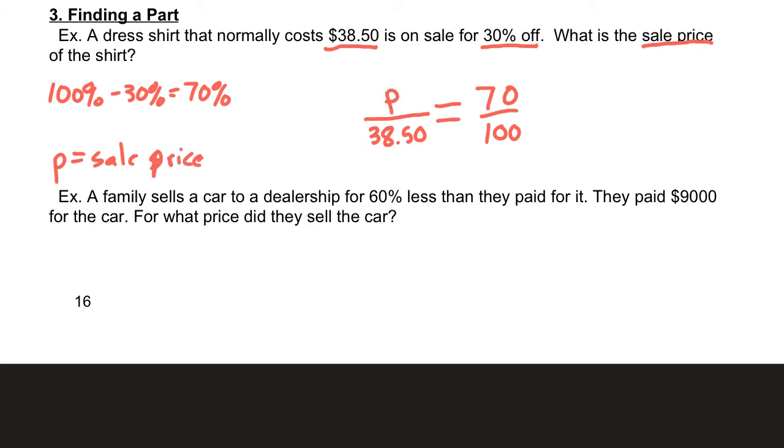So I'd have 100P equals 70 times 38.50. And it's going to be $2,695. All right. Then I'm going to divide both sides by 100. And then P equals $26.95.